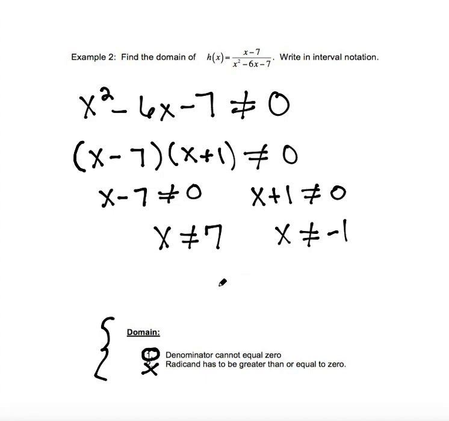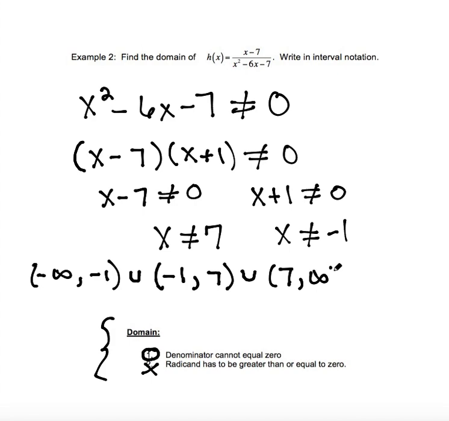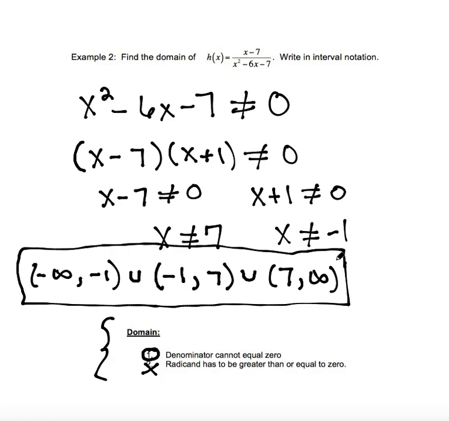Now, to write that in interval notation, again, it's all values except 7 and negative 1. So I start at negative infinity, and I'm going to go up to my first value that's excluded, which is negative 1. And then I'm going to pick back up, so union. I'm going to pick up where I left off, so negative 1 to my next excluded value of 7. Union, pick back up, and then I continue on from 7 to infinity. So my domain is all of this. Negative infinity to negative 1, union, negative 1 to 7, union 7 to infinity.